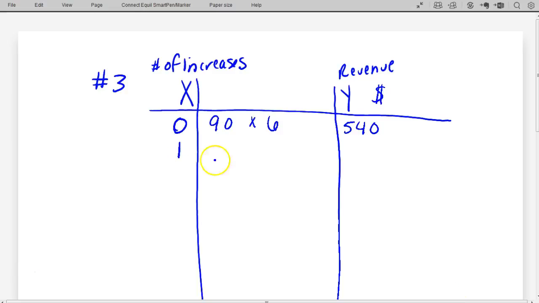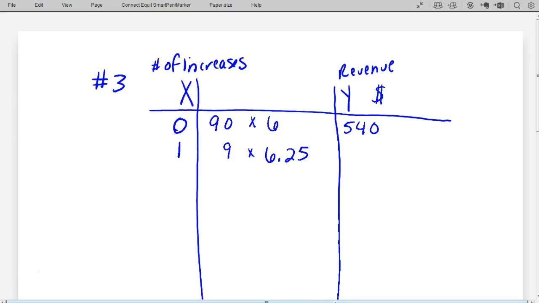Then it says each time we increase by 25 cents, the number of all-you-can-eat lunches goes down by 3. So instead of $6, we're going to multiply by 6.25, right? And instead of 90 people, we're going to have 89 people.